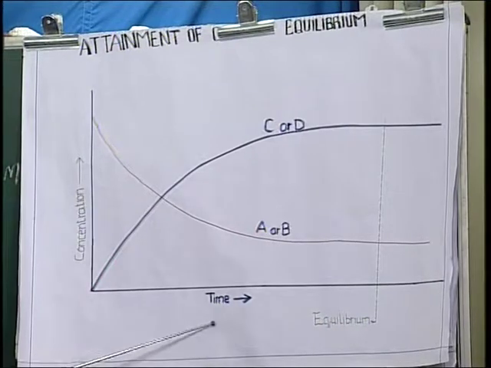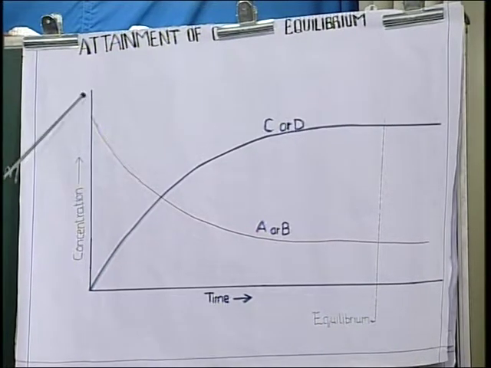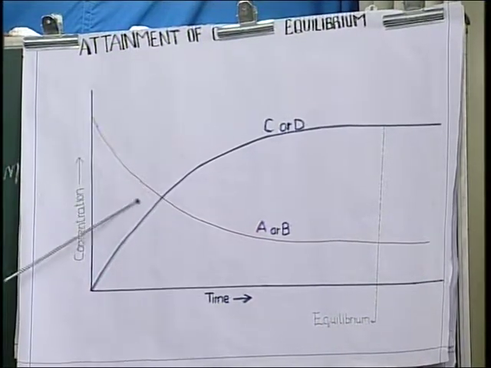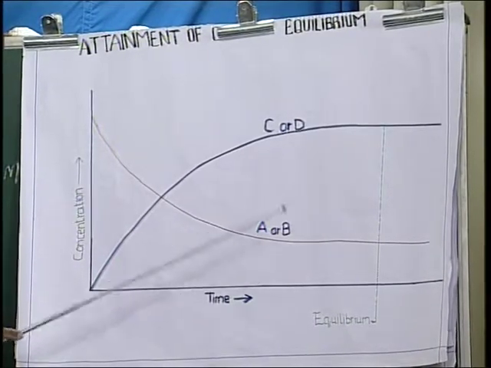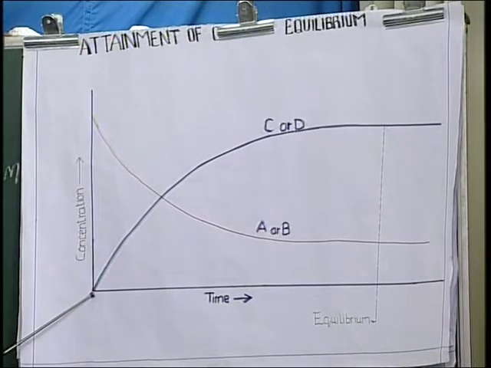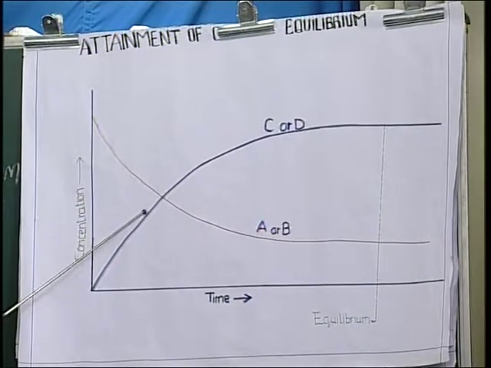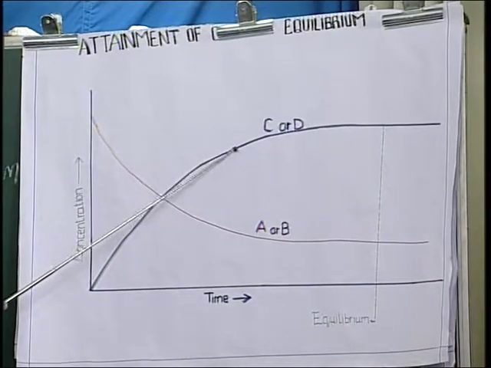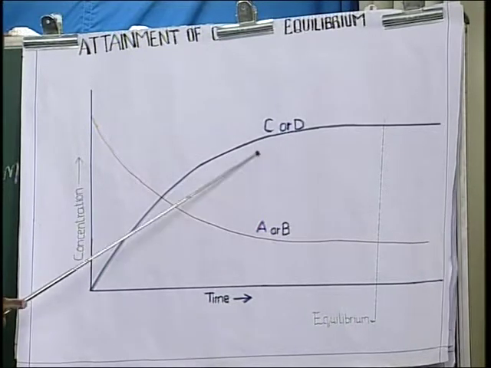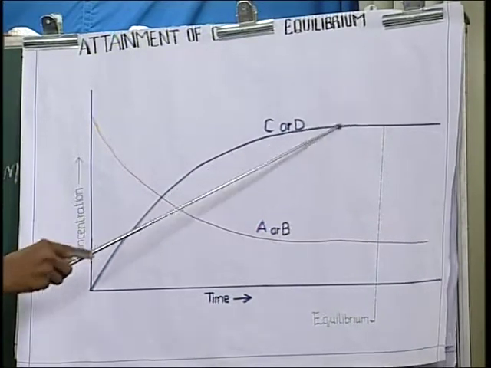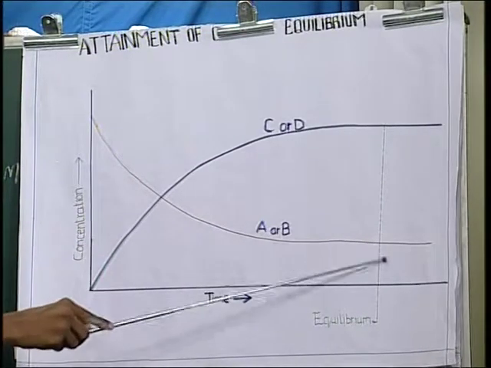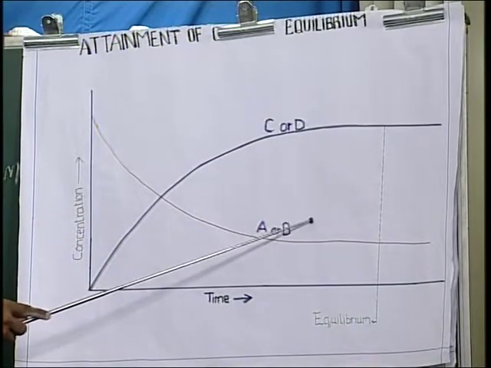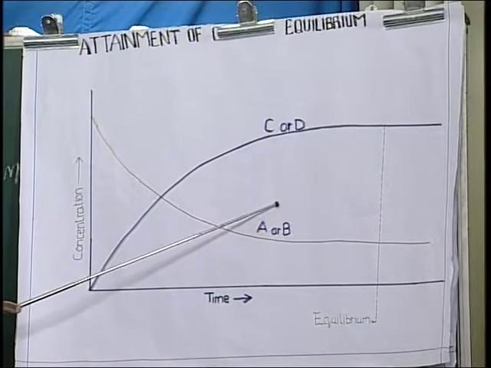As time passes, the concentration of the reactants goes on decreasing, and the concentration of the products goes on increasing. After some time, they attain a constant value and run in a straight line, which means at this stage we can say that the system has attained equilibrium. This is one type of chemical equilibrium.